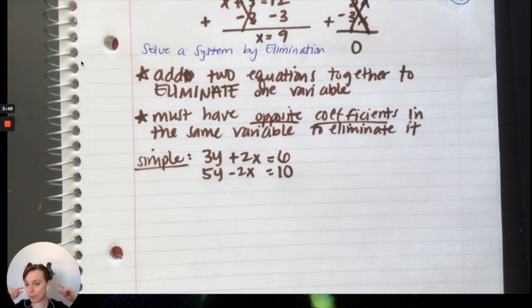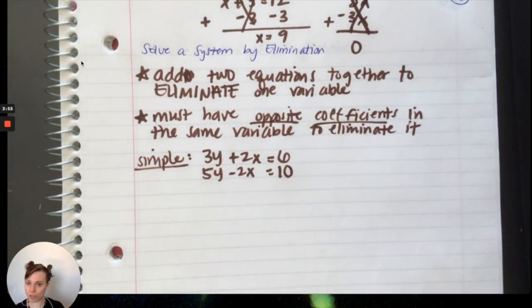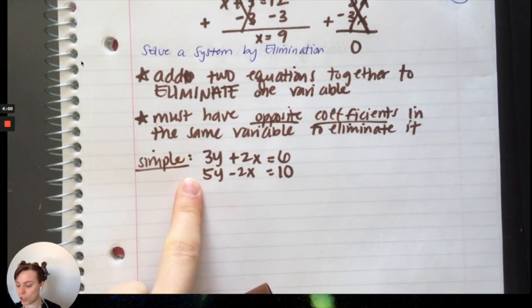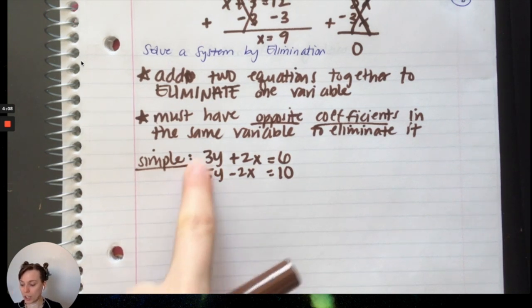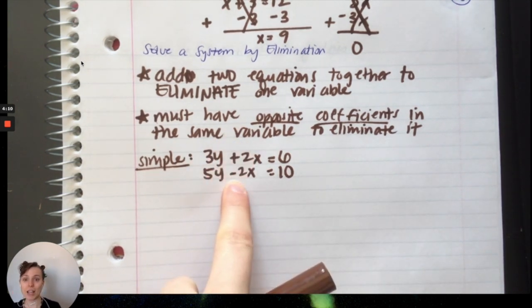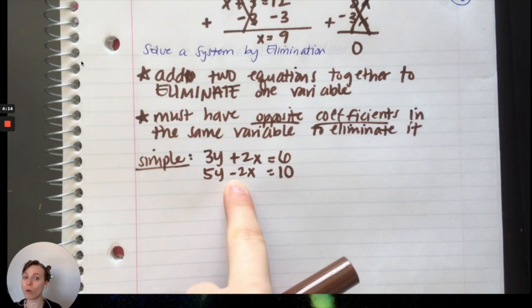My observations, I'm looking at this first. I want opposite coefficients. Doesn't matter which variable. It could be y, it could be x. I want opposite coefficients. So if I look at y, our coefficients are 3 and 5. Are those opposites? No, because one's positive, the other one's positive, and neither are the same number. Okay? If I look at 2 and negative 2, hey, they're 2's, which is awesome, and one's positive and one's negative, so they're opposite coefficients.